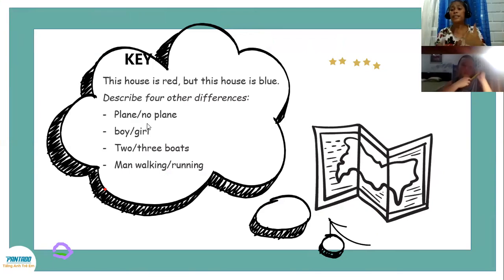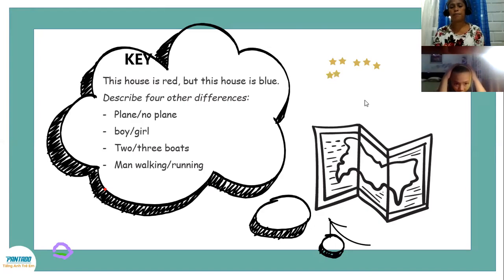Describe 4 other differences, plane and no plane. You already told that to me. Can you do it again? Plane and no plane. No, the first picture like that. The first picture has a plane, but the second picture has another plane. The first picture has a boy, but the second picture has a girl. It has a girl. Okay, next.